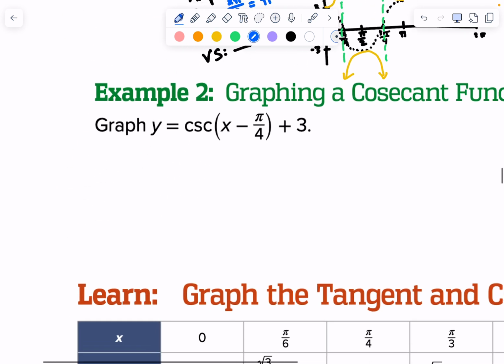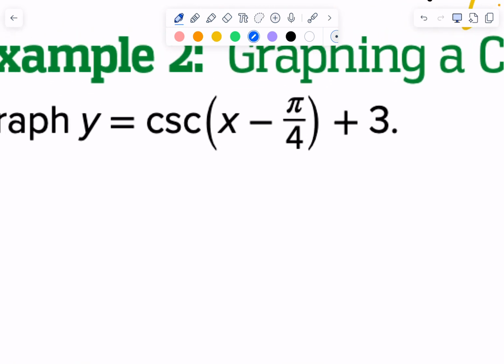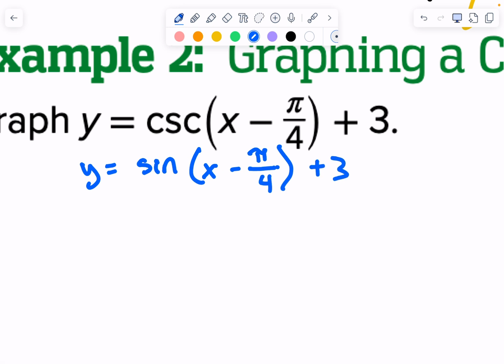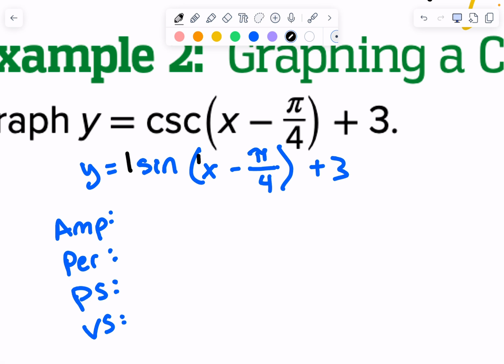To graph cosecant, we instead graph sine of x minus pi over 4, plus 3. So we've got amplitude, period, phase shift, and vertical shift. Let's figure out what we have. Do we have an A? A is 1. Do we have a B? B is 1.